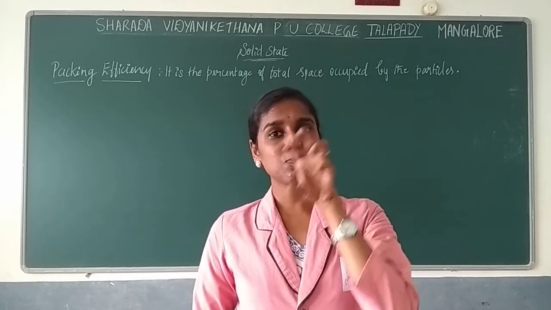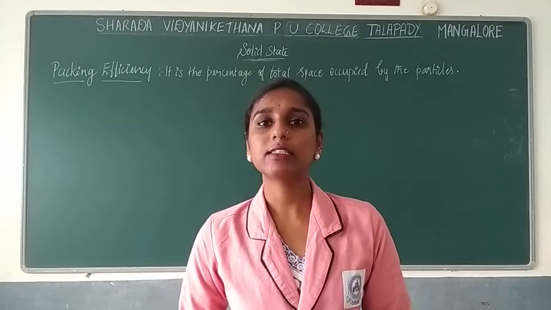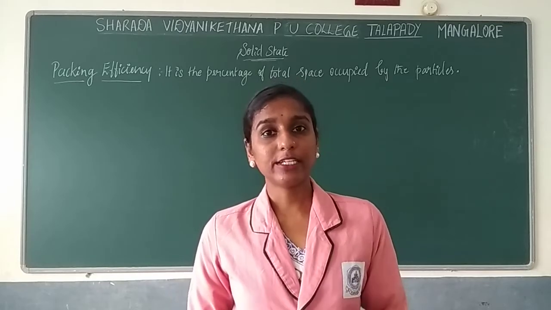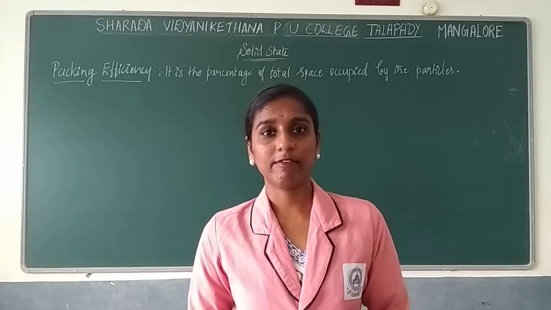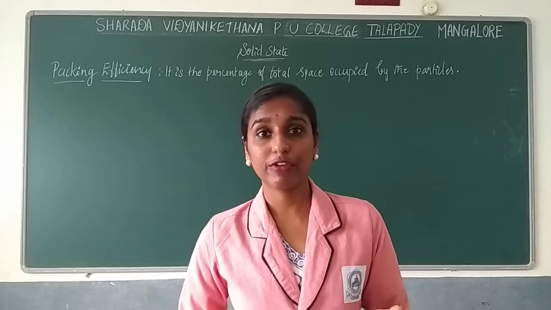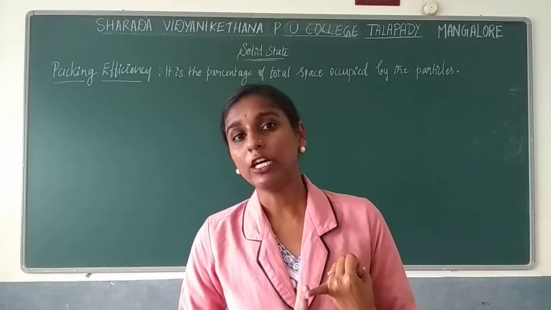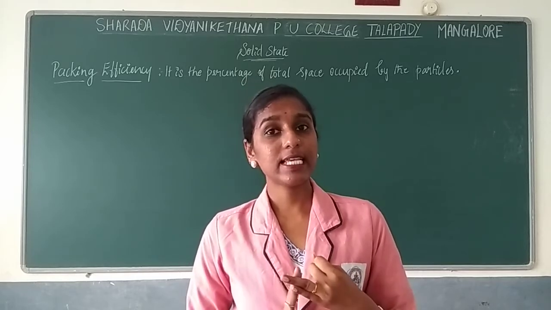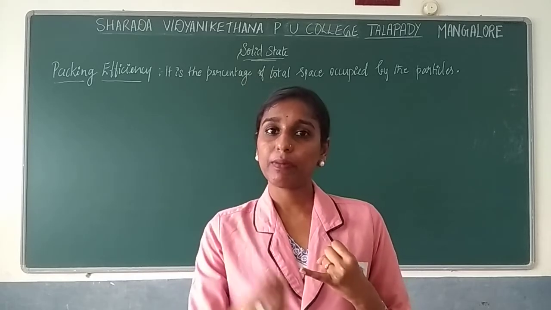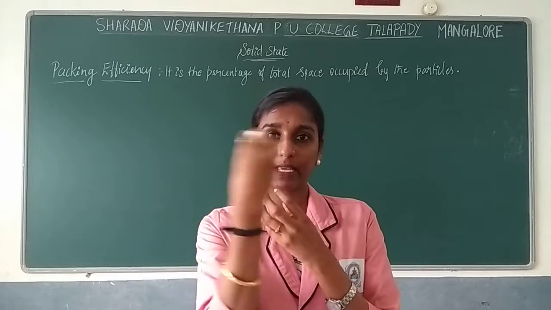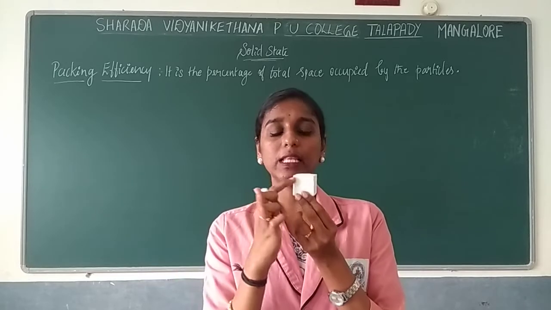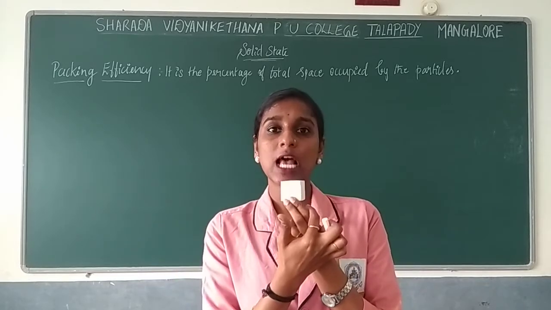If you are considering a small part of it, that will be considered as a unit cell, right? So later we have learned regarding the classification of unit cell. The first one is known as simple or primitive unit cell and the second one is known as centered unit cell. In a simple unit cell, the particles will be present only at the corners.